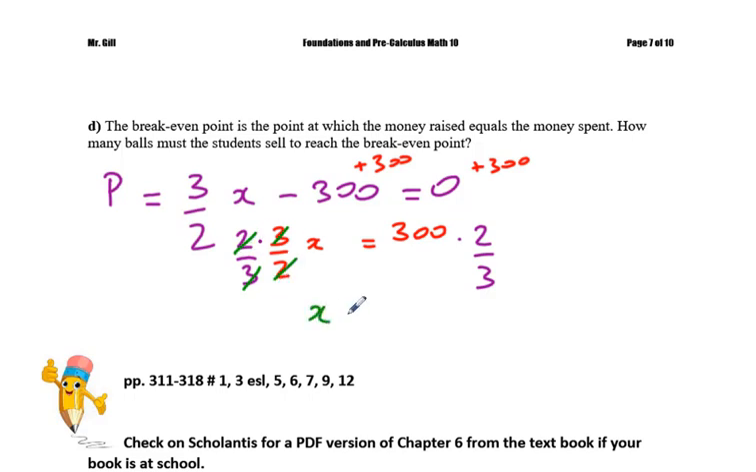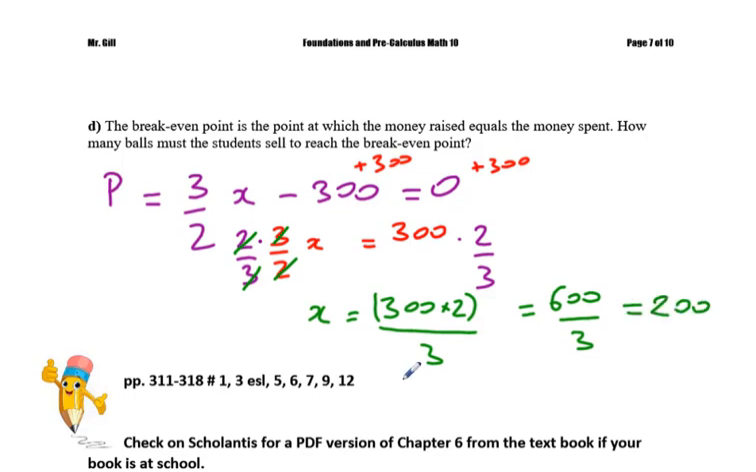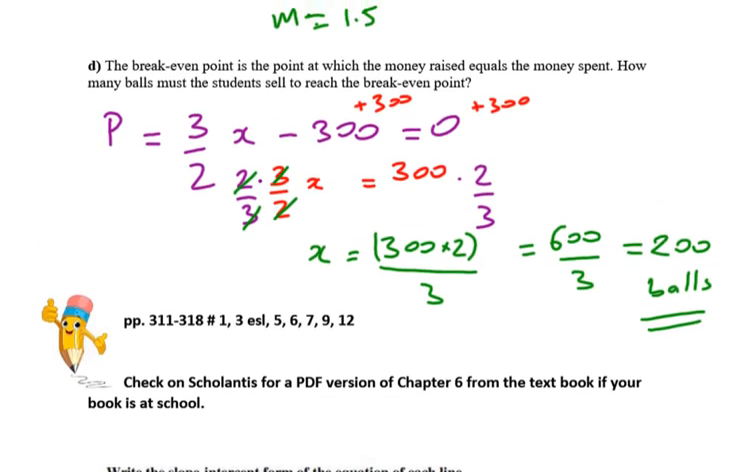So we've got x is equal to 300 times 2 on top, and then we're dividing by 3. So that's equal to 600 divided by 3, which is equal to 200. So we have to have 200 balls thrown before we break even. The slope was equal to 3 over 2 or 1.5, so it looks as though they're charging $1.50 per ball. They're going to have to sell a lot of balls to be able to break even.